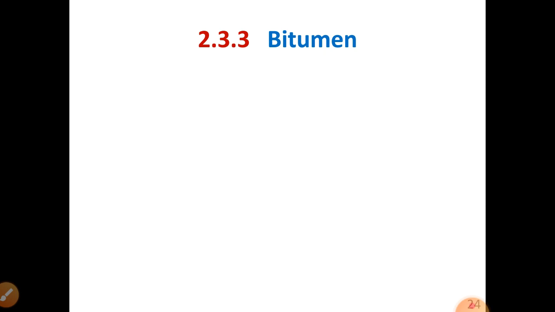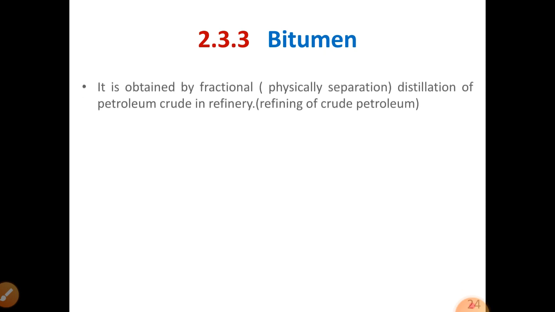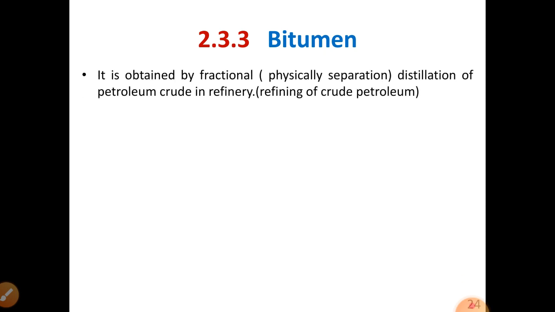Third material is bitumen. It is obtained by fractional or physical separation distillation of petroleum crude in refinery.